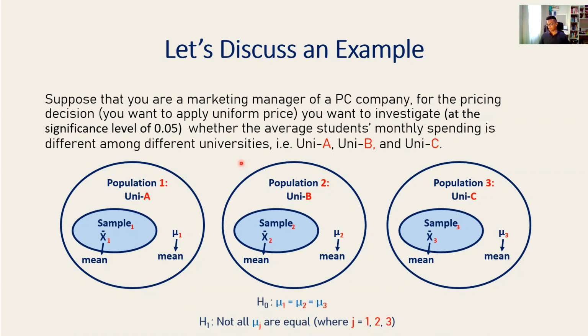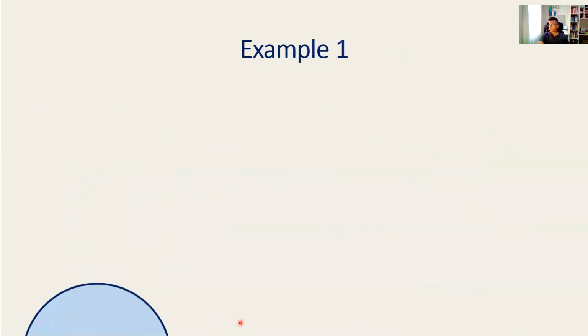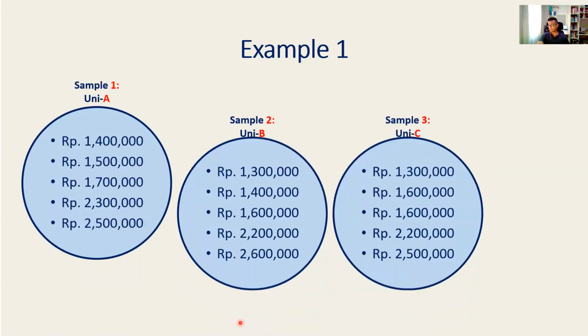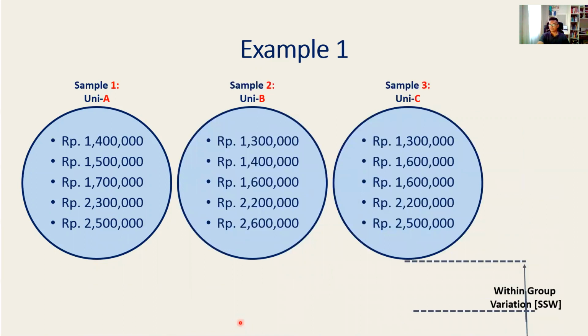So the null hypothesis is the average students' monthly spending in university A equals that in university B and equals that in university C. And the alternative hypothesis is that not all of the average students' monthly spending in university A, B, and C are similar. Okay, so this is the sample data set.